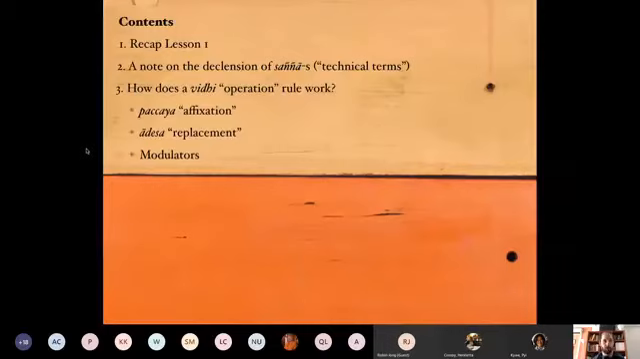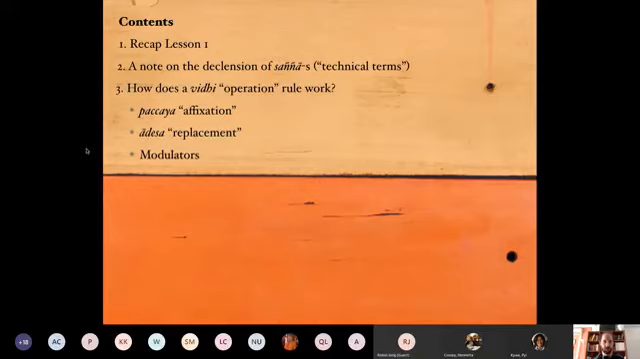Today, we are going to see a little of what we did in the first session last week, to refresh our memory first. Next, point 2, a note on the declension of Sanskrit technical terms. As you can see, things are getting technical already, literally technical, but this note is simply an introduction to point 3, the third topic of today, which is the most important one. That's the thing that I would like you to take home: how does a vidhi, an operation rule, work?